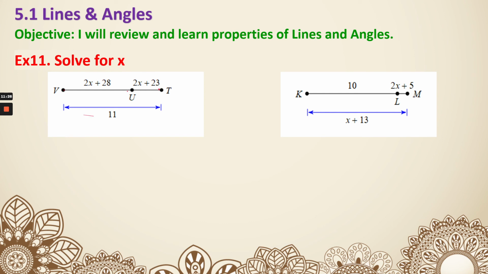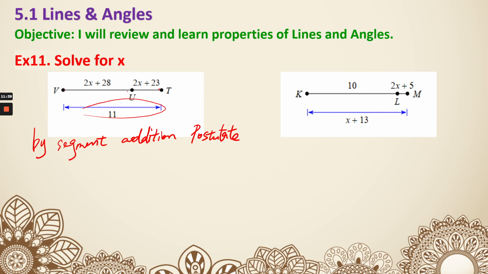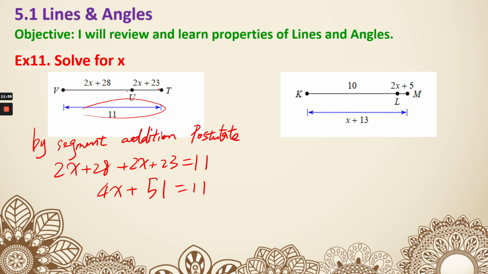Example 12. Find the length of KM. Same thing. We can see the parts by the segment addition postulate. 10 plus 2x plus 5 equals x plus 13. 15 plus 2x equals x plus 13. Subtract x on both sides. Subtract 15 to the other side. X equals negative 2.